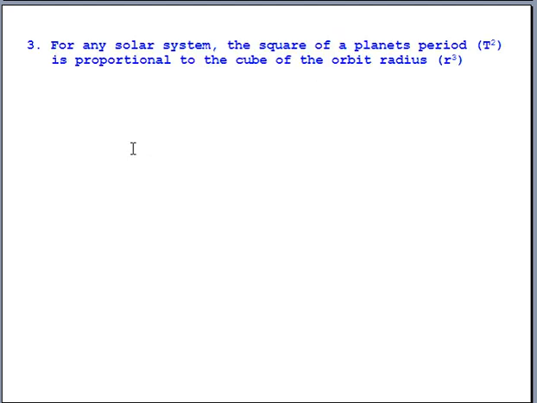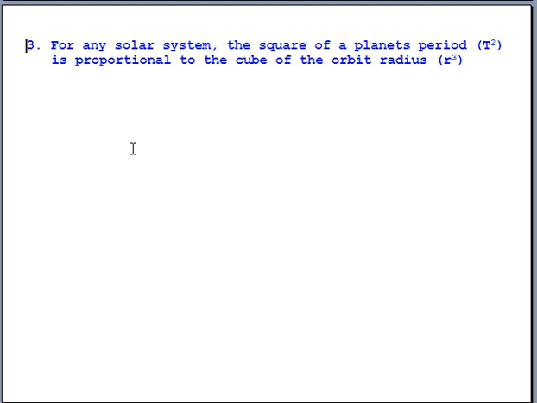Here's the third, and it sounds pretty mathematically technical. It says for any solar system, like ours, the square of a planet's period, T squared, is proportional to the cube of the orbit radius. Whoa, okay, well that sounds a bit intense. Let's tear this apart and put it in common language.